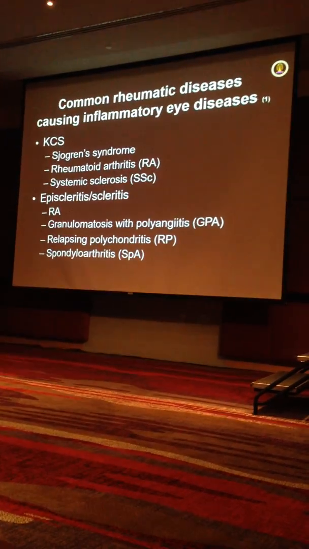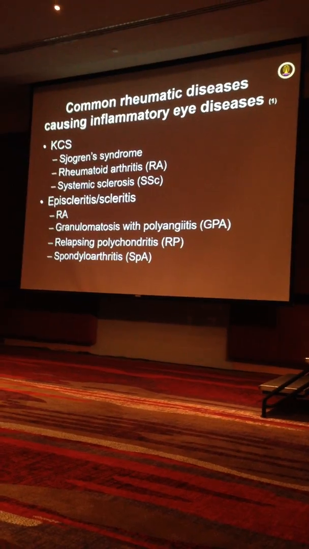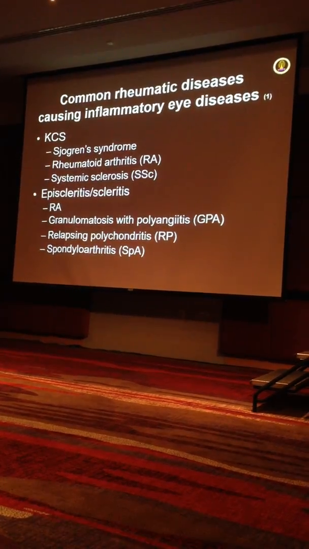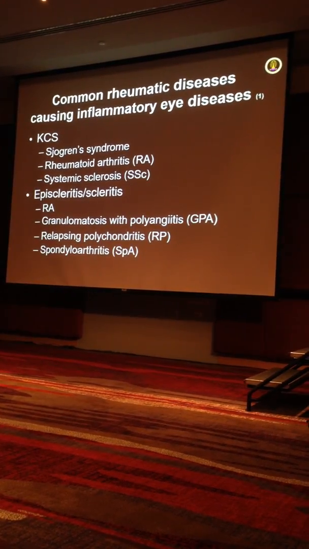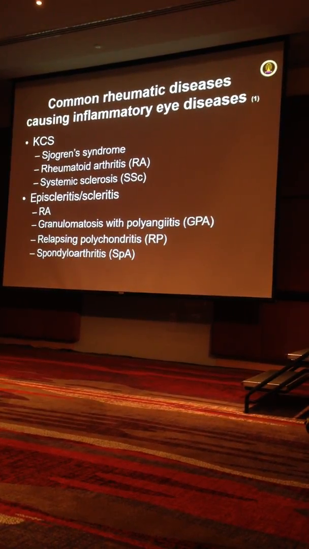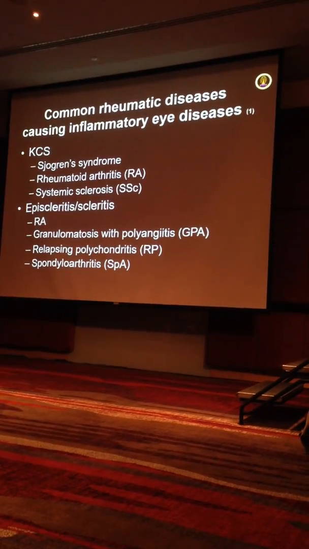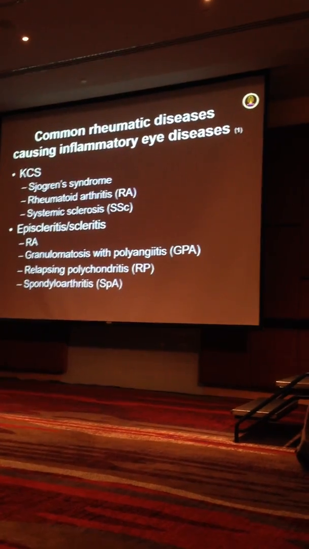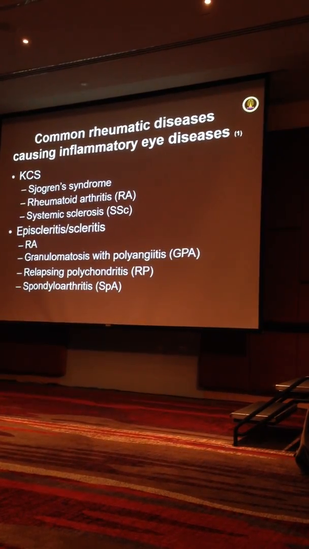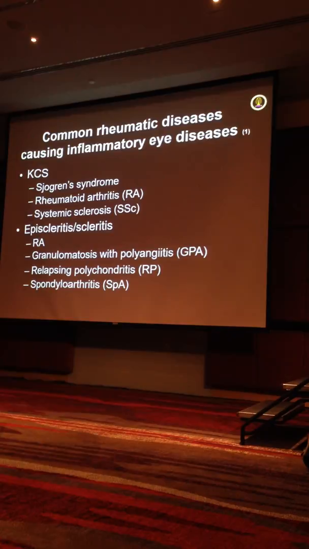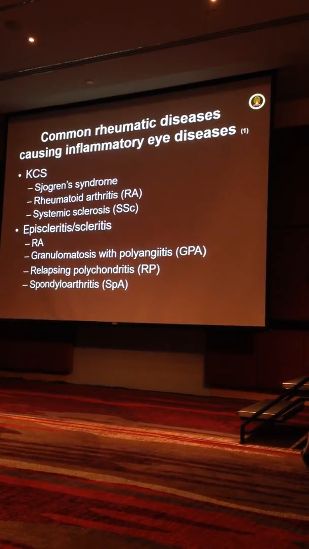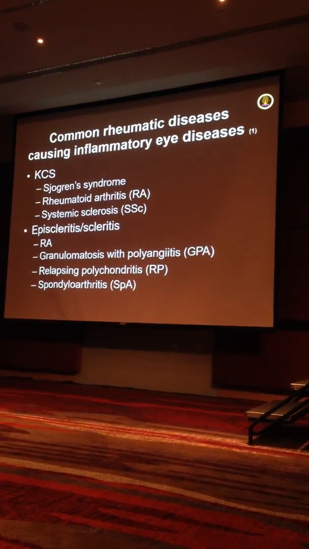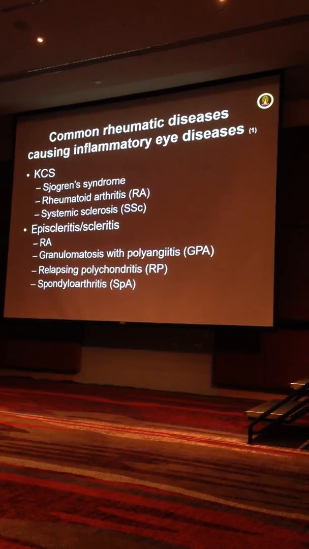For common rheumatic diseases that cause inflammatory eye diseases, from the outside, keratoconjunctivitis sicca, the commonest one is Sjogren disease, or Sjogren syndrome, and rheumatoid arthritis and systemic sclerosis. And the next is the episcleritis or scleritis. There are a lot of causes of this manifestation, from the systemic rheumatic disease to the vasculitis syndrome.